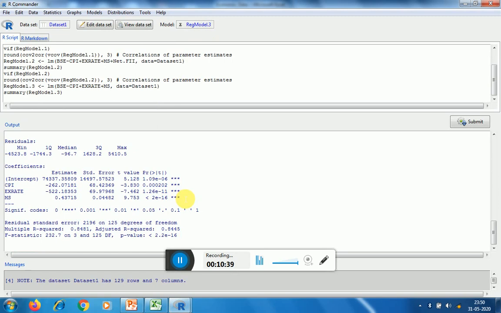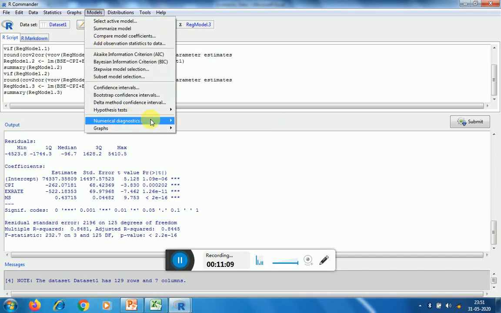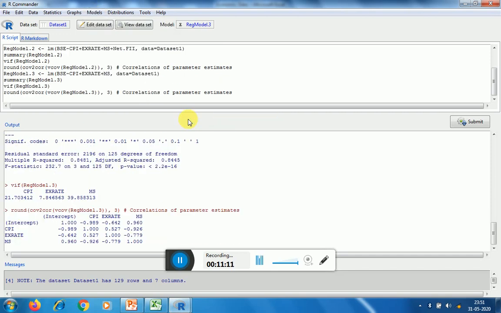Now here you can see that all variables are highly significant: CPI, exchange rate and money supply. So you can go with this model, where all the variables including intercept variable is significant, and your multiple R squared is also around 85. So again it is reducing by a very small extent. So for this, again model diagnostic, so numerical diagnostic.